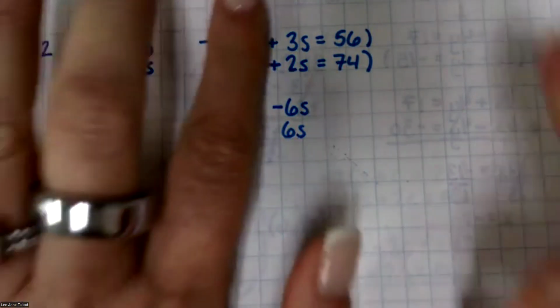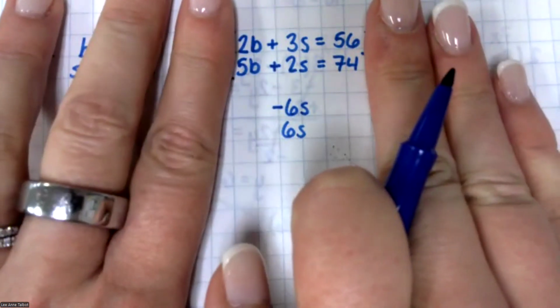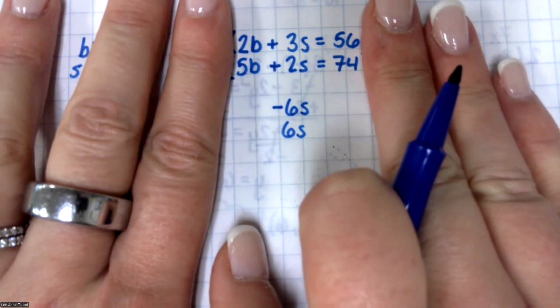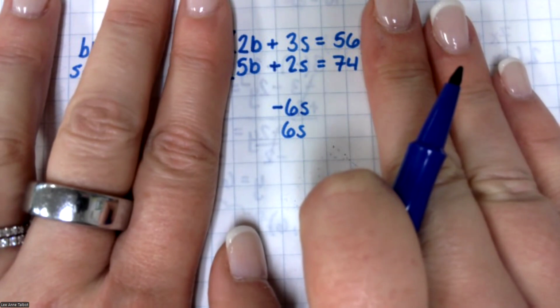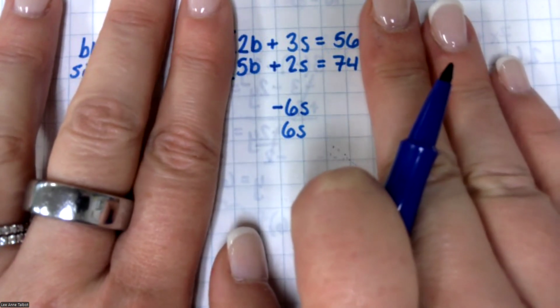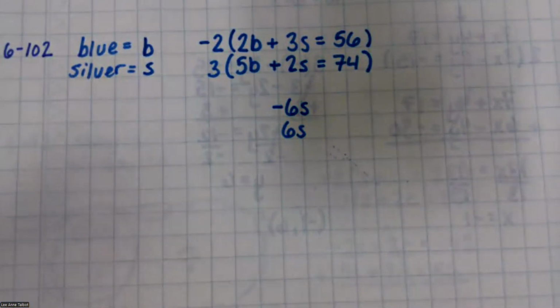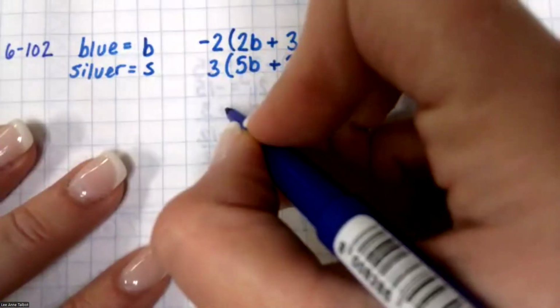Now, what else would work? That's not the only strategy that works. Titus? Multiply top equation by. Perfect. Or you can multiply the top equation by +5 and the bottom by -2. Anywhere that gets you opposites.